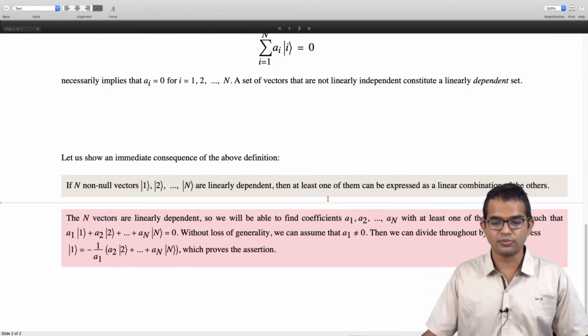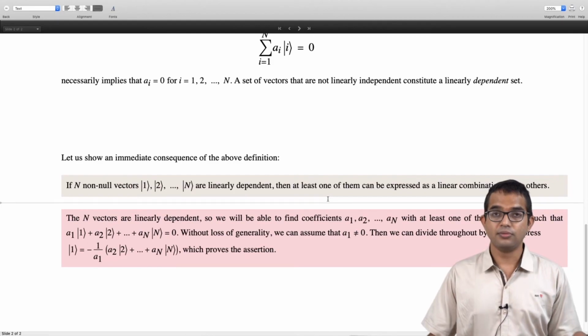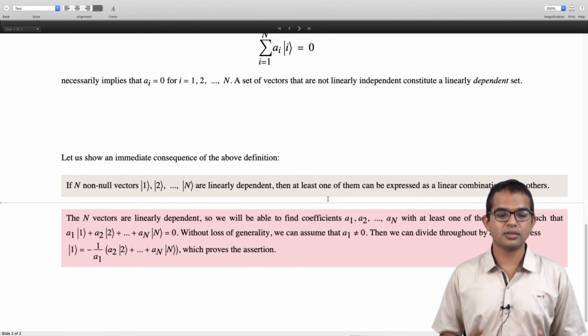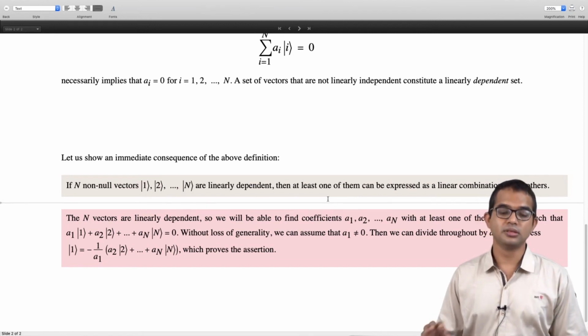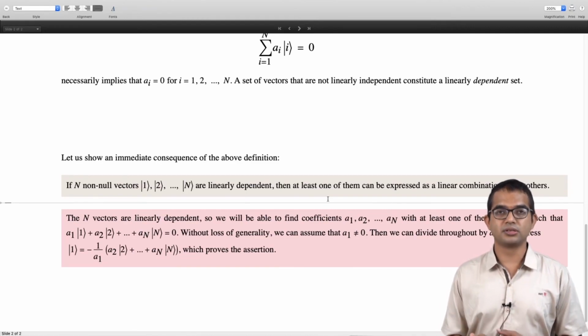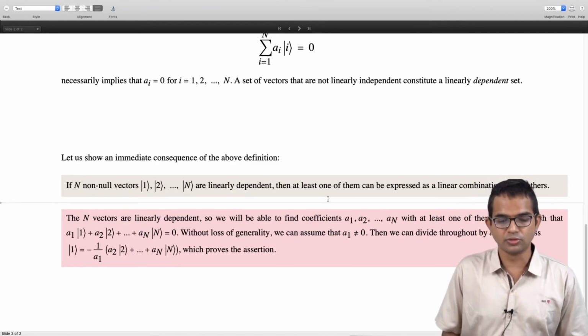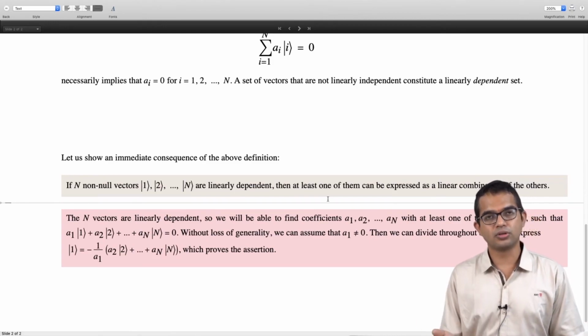You have n vectors, so for sure you'll be able to find a set of coefficients a1, a2 all the way up to an, such that at least one of them must be non-zero, right? If all of them are zero, then that's not linear dependence, right? If there's at least one of them which is non-zero, such that a1 times vector 1 plus a2 times vector 2 so on all the way up to an times vector n is zero. Now we are given for sure that at least one of these coefficients is non-zero, and so without loss of generality we can assume that a1 is non-zero, right? You call that which is non-zero a1, and the vector corresponding to it will be vector 1, right?